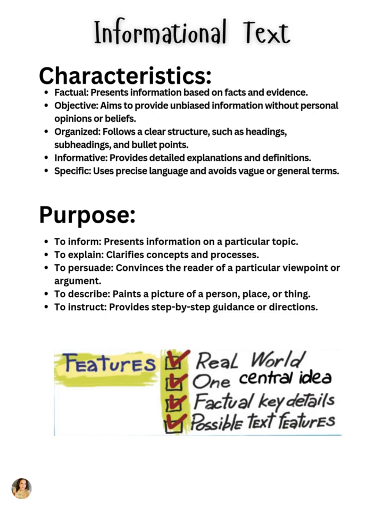Today, we are going to be introducing ourselves to informational text. Informational text has characteristics that are factual. They present information that is only based on facts and evidence. The objective, or the idea behind it, is to provide unbiased information without opinions or beliefs. So it's leaving out all of the opinions.